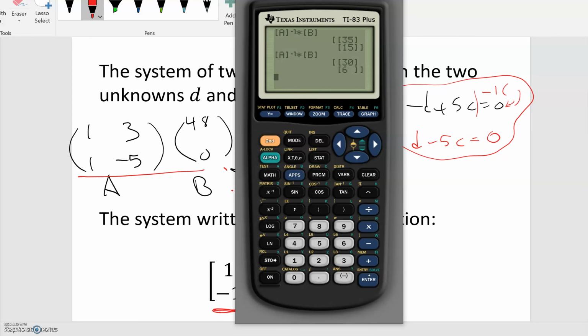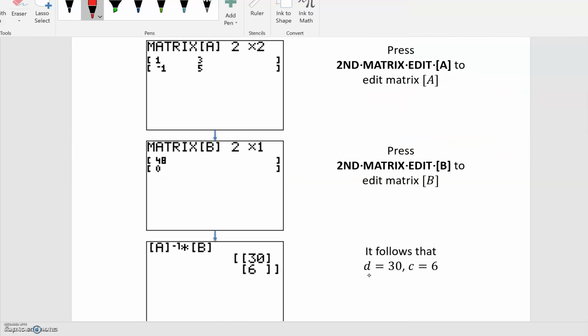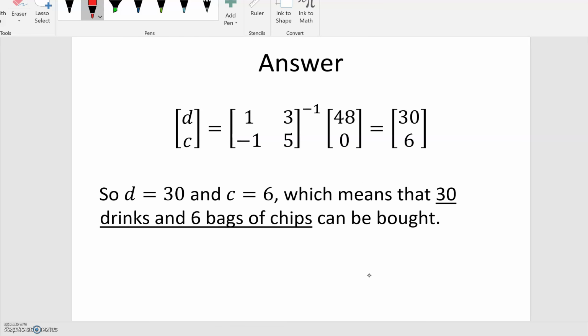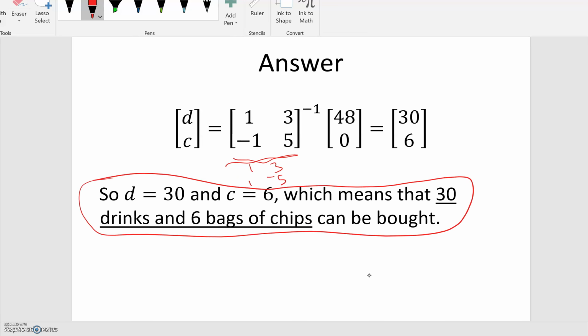So 30 drinks and 6 bags of chips, which you see is the same value that you get if you use this matrix or you use the matrix that I used, which was 1, 3, 1, negative 5. That's interesting. So there you go: 30 drinks and 6 bags of chips.